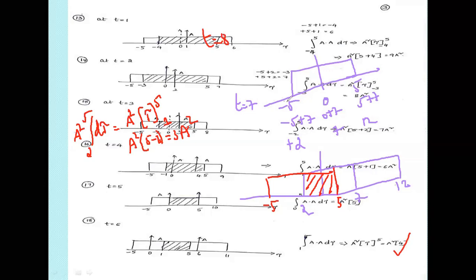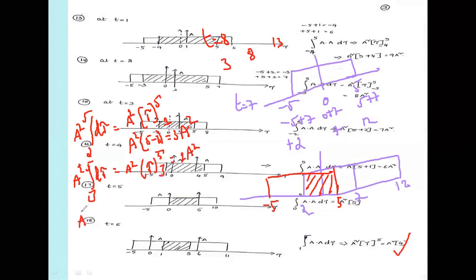T equal to 8 means 8 minus 5 is 3, then 8, and 5 plus 8 is 13. So it still moves towards the right side, 3 to 5. So the range is now a square, 3 to 5, d tau. So a square into tau from 3 to 5, here 5 and 3. 5 minus 3 is 2a square.